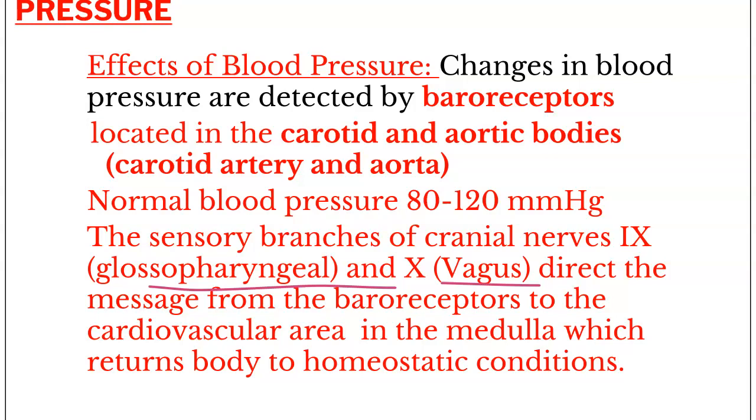Normal blood pressure fluctuates between 80 and 120 millimeters of mercury. If the pressure goes above or below these parameters, the medulla oblongata will respond using parasympathetic or sympathetic stimulation to bring the heart back into homeostasis. So, let's look at examples of how this happens.